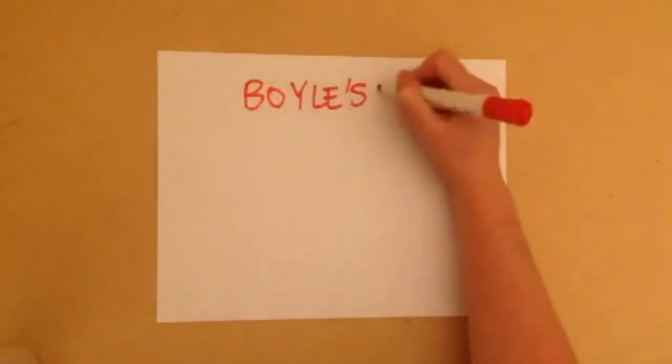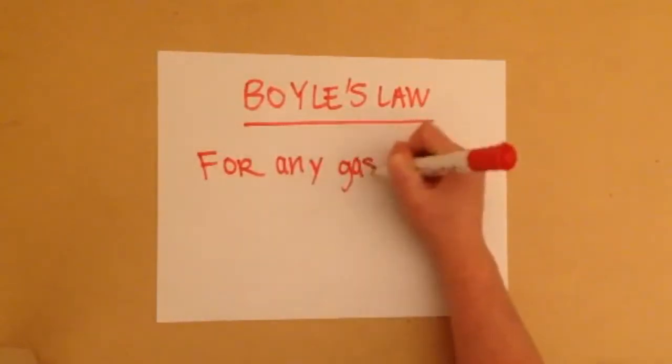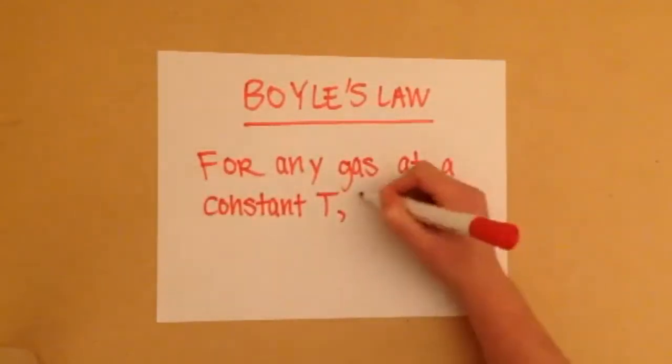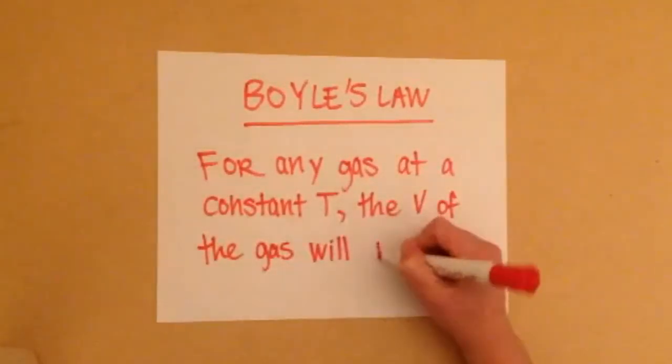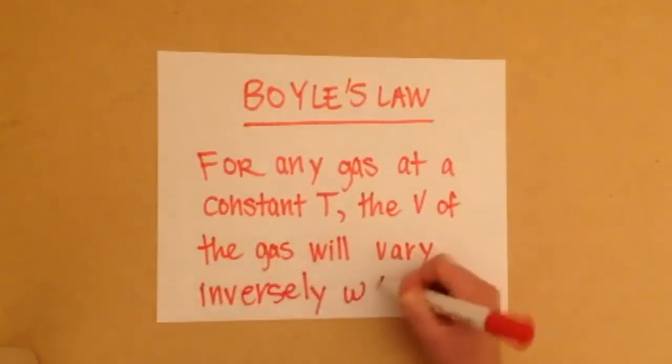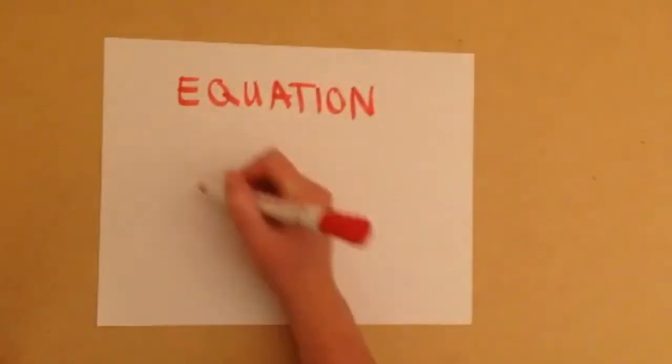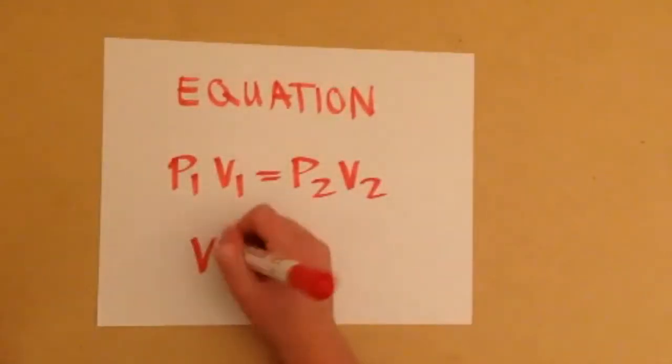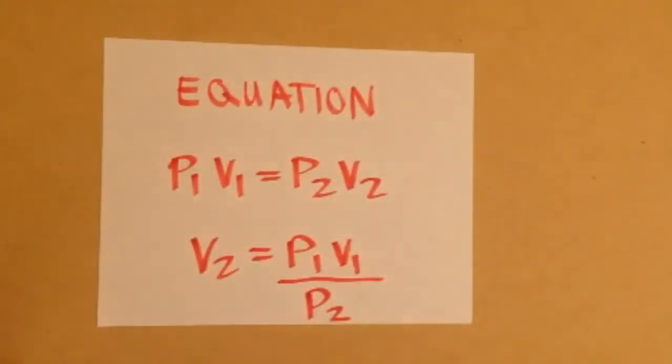Now let's talk about Boyle's law, which says for any gas at a constant temperature, the volume of the gas will vary inversely with the pressure. This is Boyle's simple equation, and from simple algebra, you can basically solve for anything you'd like.